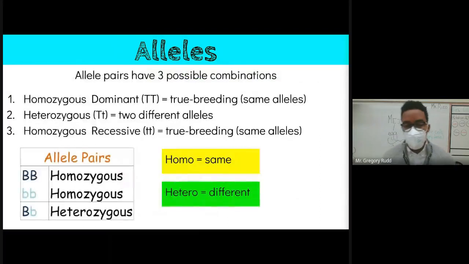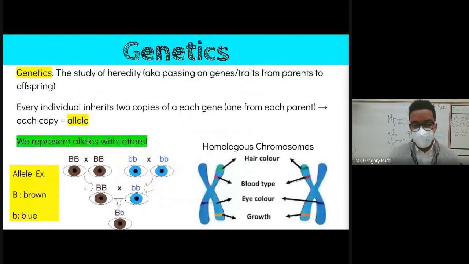So if I go back to the last slide really quickly, oops. We see these different traits on the bottom right side of the screen. We've got hair color, blood type, eye color, growth, all these different traits. Typically, there's one dominant version of the trait, and there's one recessive version of the trait.